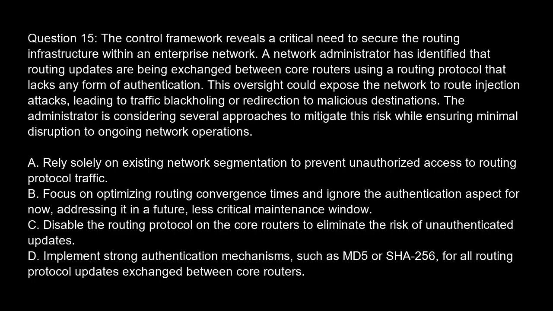Option A. Rely solely on existing network segmentation to prevent unauthorized access to routing protocol traffic. Option B. Focus on optimizing routing convergence times and ignore the authentication aspect for now, addressing it in a future, less critical maintenance window. Option C. Disable the routing protocol on the core routers to eliminate the risk of unauthenticated updates. Option D. Implement strong authentication mechanisms, such as MD5 or SHA-256, for all routing protocol updates exchanged between core routers.